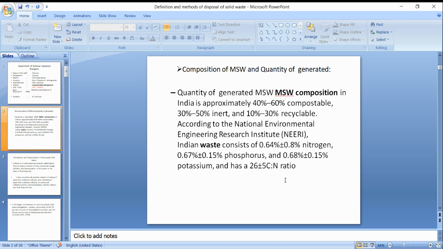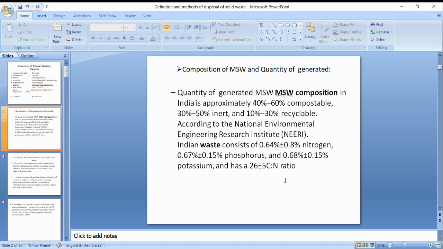Regarding the quantity of waste generated, municipal waste composition in India is approximately 40 to 60% compostable, meaning we can decompose it. 30 to 50% is inert, which means it cannot be reused, and 10 to 30% is recyclable.